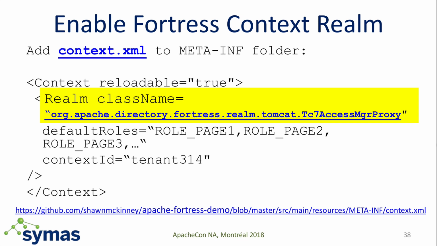And then the Fortress context realm has a deployment descriptor called the context.xml that basically sets that up. You can set up the list of default roles. You say, well, why would you do that? Well, if you've got a full-size security system, you might have 1,000 roles. Maybe your application only has 10 or 5. So you can shrink down that set of roles to be considered. And then it's also multi-tenant, so you can specify the tenant name there.